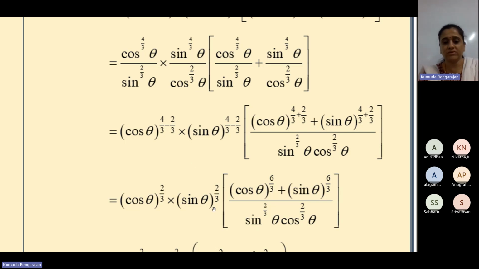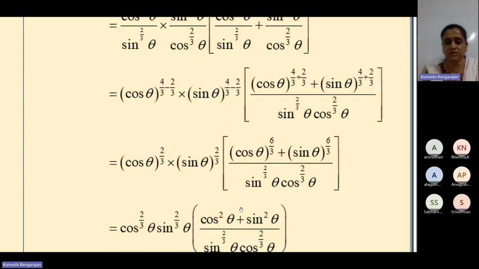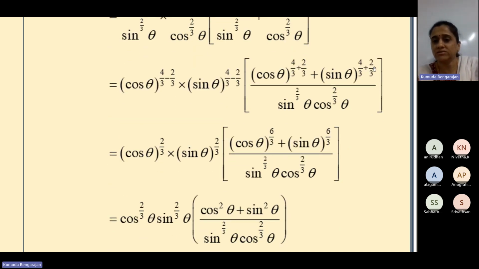4 minus 2, 2, 2 by 3. Here 4 plus 2 is 6, 6 by 3 is 2. The next step you can see that. And here 4 plus 2, 6, 6 by 3 is 2. So 2 by 3. I have written this power 2 by 3 here, and this power 2 by 3 here. This is cos square theta because 6 by 3 is 2. So cos square theta, this is sine square theta. And the denominator as it is.